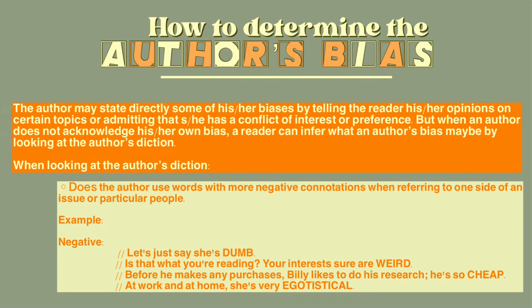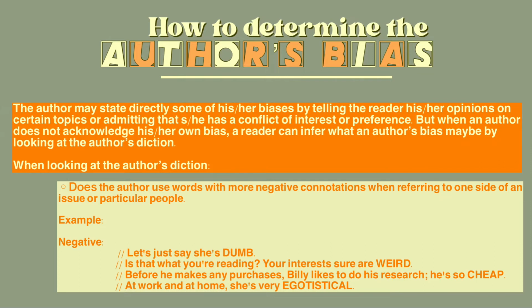The author may state directly some of his or her biases by telling the reader his or her opinions on certain topics or admitting that he or she has a conflict of interest or preference. But when an author does not acknowledge his or her own bias, a reader can infer what an author's bias may be by looking at the author's diction. When looking at the author's diction, does the author use words with more negative connotations when referring to one side of an issue or particular people?